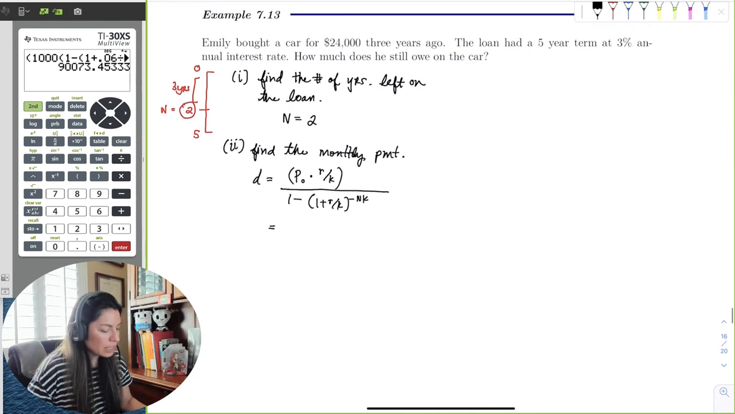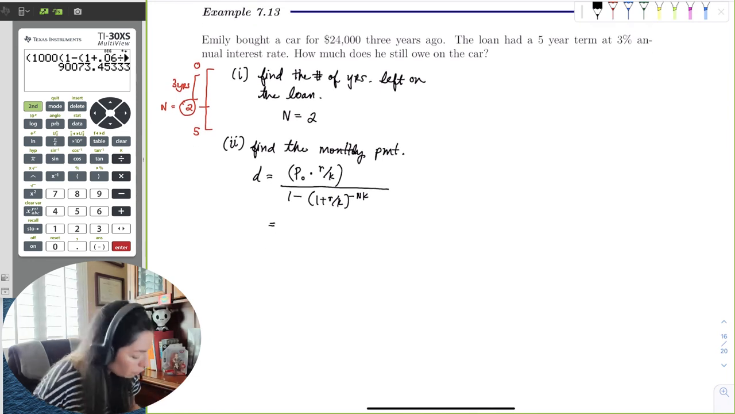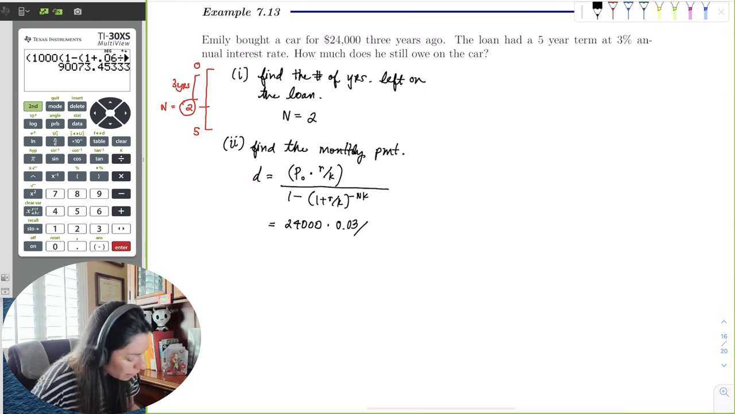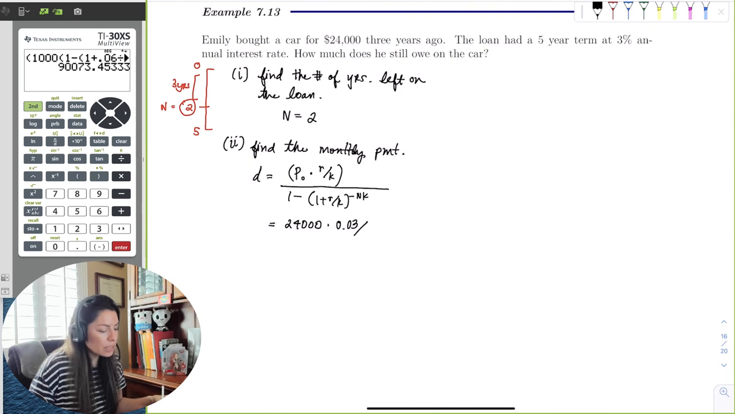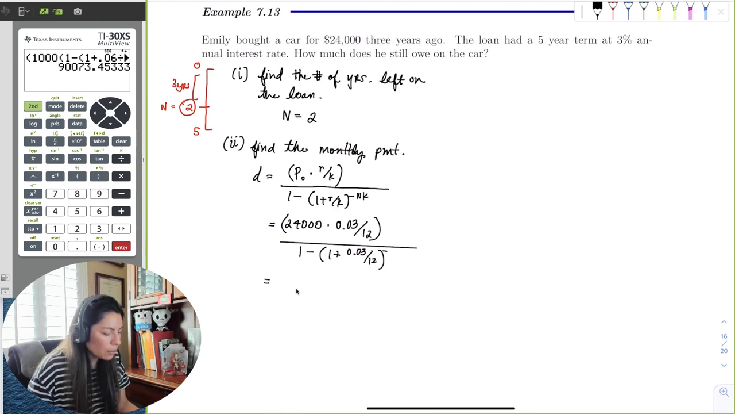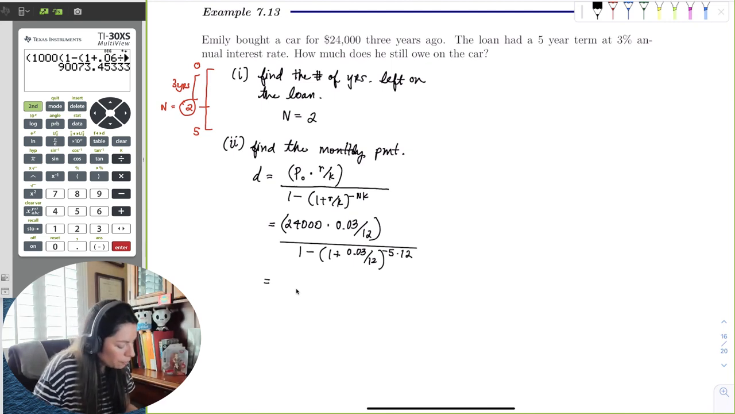If we just fill in the pieces that we know, the original amount of the loan was $24,000. The rate was 3%, which is 0.03, divided by K, and since it was a car, we assume monthly payments, so we'll divide by 12. Remember, we always assume monthly payments with loans. Then divide by 1 minus 1 plus 0.03 over 12 to the negative NK. N is going to be 5 years because it was originally a 5-year loan, and we're looking for the monthly payment from the original loan. So the original monthly payment Emily had was just going to be this.